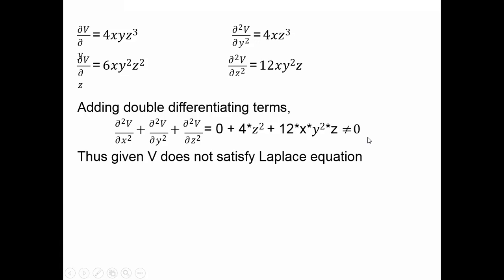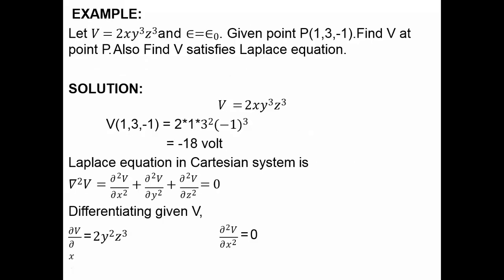So that is not 0. And similarly you check for del square V upon del z square: 2xy cube times 3z square, then 12xy cube z. It is not 0.